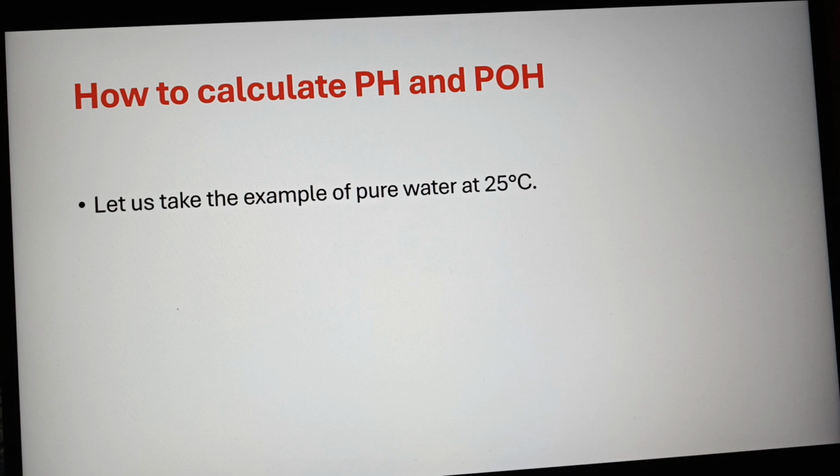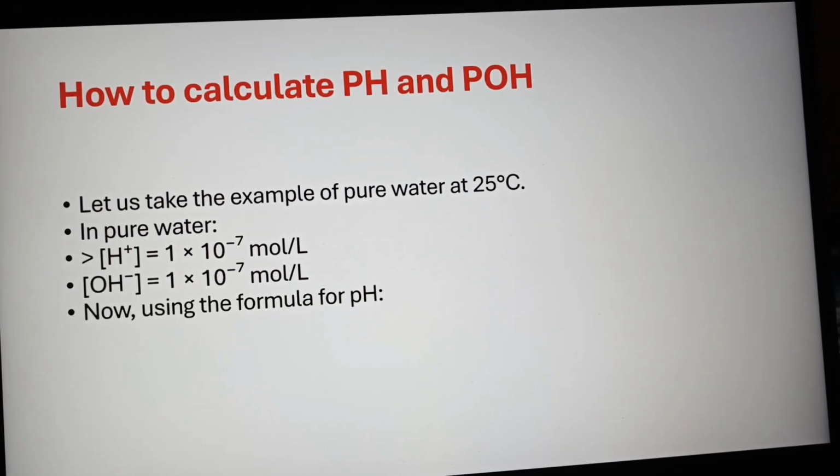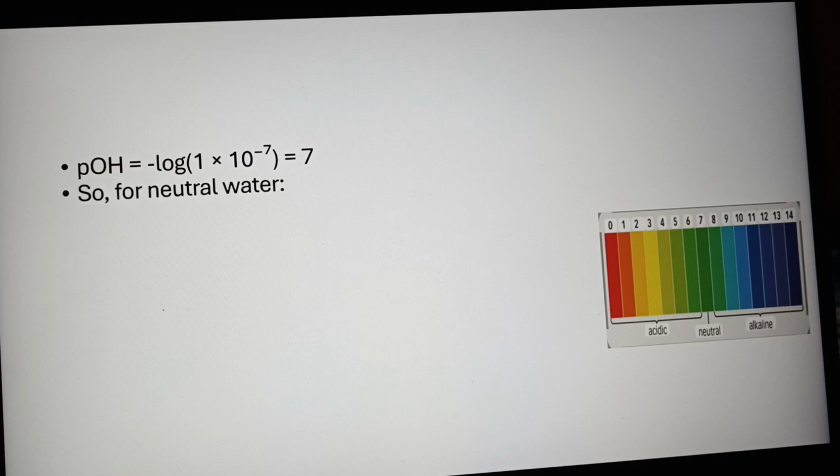Let us take the example of pure water at 25 degrees centigrade. In pure water, the concentration of hydrogen ion is equal to 1 times 10 to the power minus 7 mole per liter, and the concentration of hydroxide ion is equal to 1 times 10 to the power minus 7 mole per liter. Now using the formula for pH, pH is equal to 7. Similarly, pOH is equal to 7. So for neutral water, pH plus pOH is equal to 7 plus 7, which is 14.